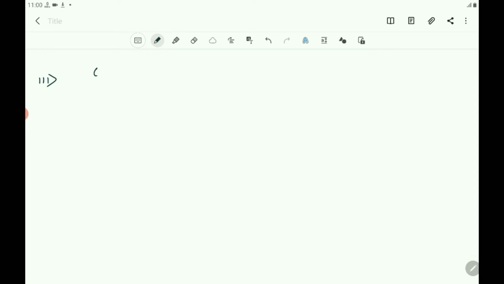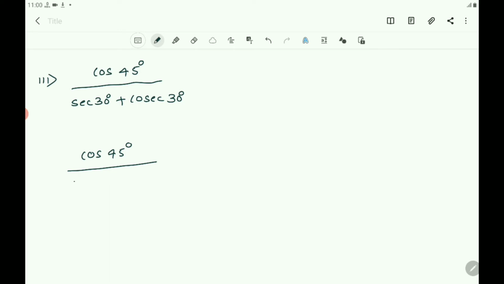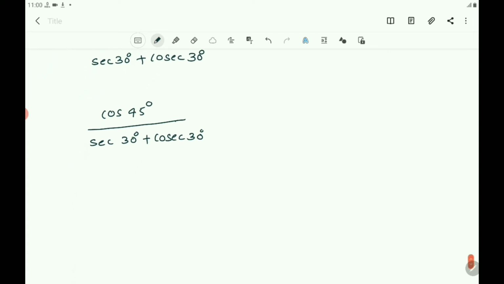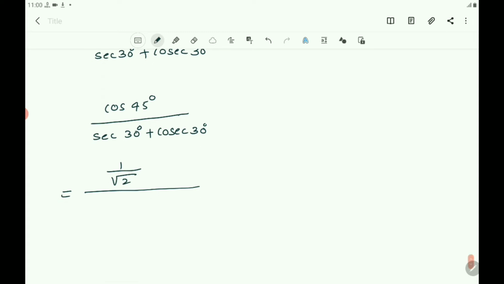Evaluate cos 45 degree by secant 30 degree plus cosecant 30 degree. Now you consider that cos 45 degree by sec 30 degree plus cosec 30 degree. Put the values. Cos 45, that you know, is 1 by root 2.